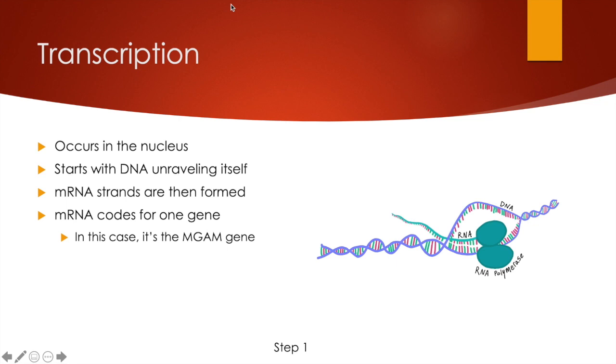The first step is transcription. This is a process which occurs in the nucleus, and it gets started when the DNA unravels itself at the location of a specific gene. From there, the RNA polymerase, as you can see in this picture, comes and forms a specific mRNA strand for that gene. In our case, it's the MGAM gene.